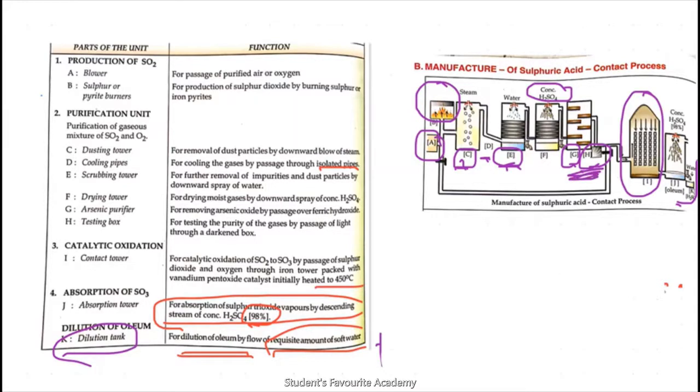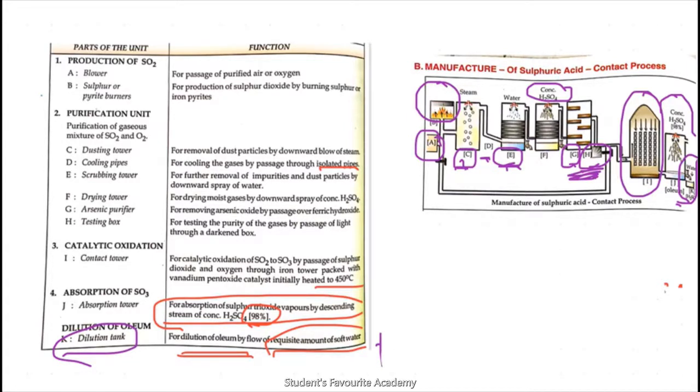Now what is happening in this contact tower: the SO2, the sulfur dioxide we are getting from here, is converted to sulfur trioxide. Then this sulfur trioxide is passed to the absorption tower, wherein it reacts with the concentrated sulfuric acid to form oleum, which is also called pyrosulfuric acid. And then this is passed at last to the dilution tank, wherein I add an ample amount of water, of course soft water, so that I get the end product, my sulfuric acid. So this is the entire process of manufacture of sulfuric acid, which is also called the contact process.